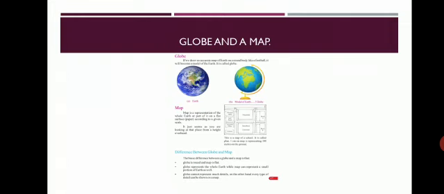So a globe covers an area in a broader form, but maps are more detailed. Globes are not easy to carry around. You cannot easily carry a globe, but maps can be folded and you can carry them easily. And as you can see in the picture too, the globe is round and the map is flat. Okay, now the next slide.